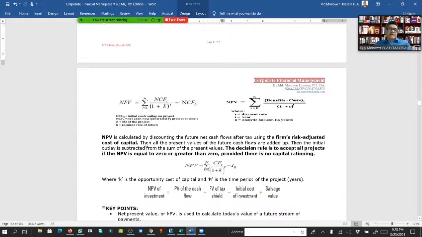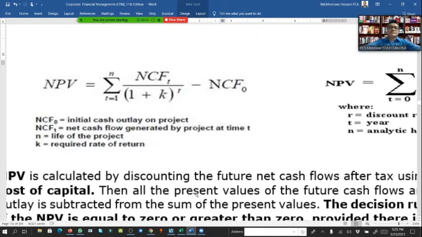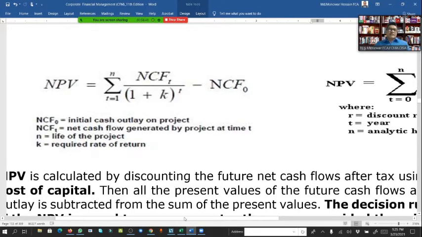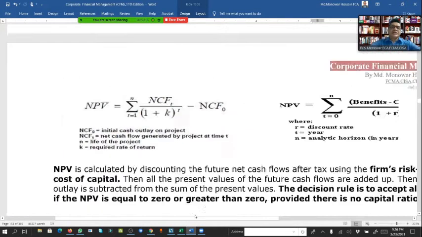We can also calculate it with different types of formula based on the given data. So NPV equals the net cash flow generated by the project at time t, divided by (1 plus k) to the power t, minus the initial cash outflow of the project. Here k means the required rate of return, and t means the year, however many years it may be.